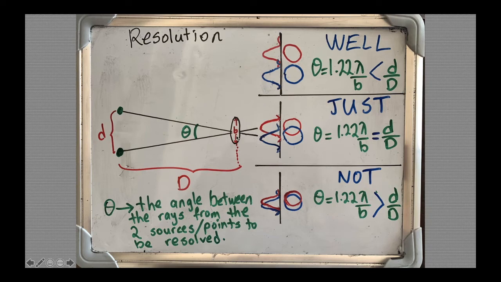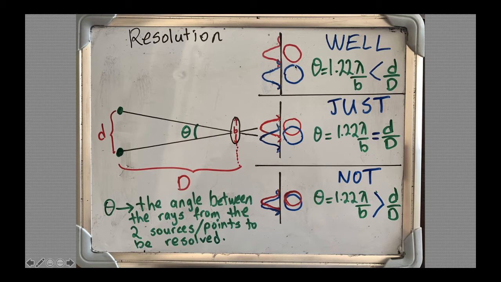The b here is the diameter, not radius, diameter of the aperture. And the angle here is the whole angle between these two rays. Not from the center, it's actually the whole angle this time. And if this ratio is smaller than that ratio, the images would be well resolved.